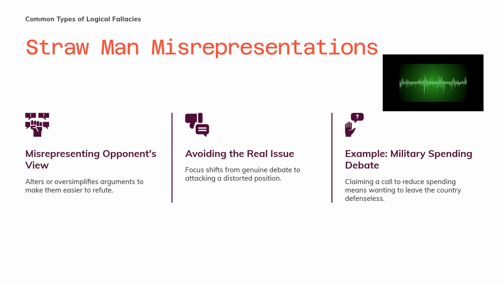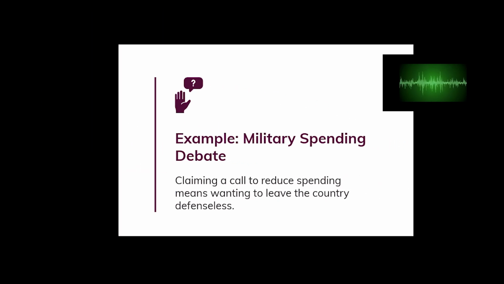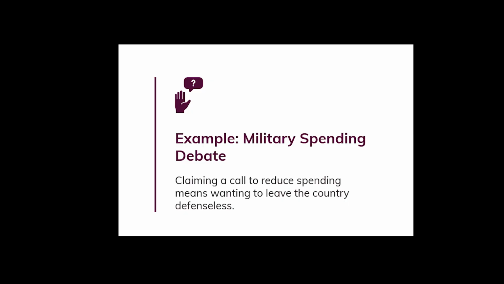Straw man. The straw man fallacy occurs when someone misrepresents or oversimplifies an opponent's argument to make it easier to attack. This tactic avoids engaging with the actual argument and instead focuses on a distorted version of it. Example: my opponent wants to reduce military spending. Clearly, they want to leave our country defenseless. This mischaracterizes the opponent's position, making it easier to argue against a position they do not actually hold.